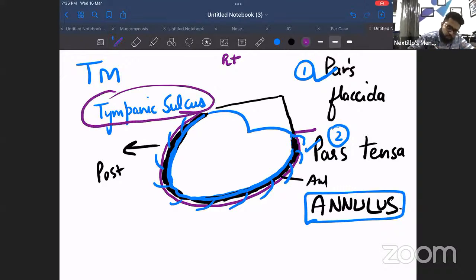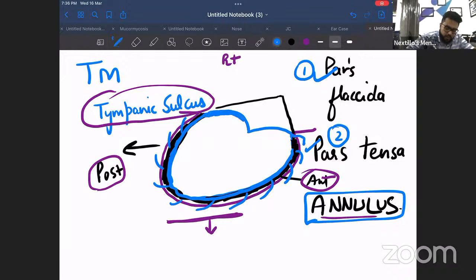Now, if you see superiorly, this is anterior, this is posterior, we know. This is inferior, so it is lined and thickened inferiorly also by the annulus. But superiorly, it is dehiscent. Superiorly, this thickening tends to come centrally and attaches itself to the lateral process of the malleus. So this is the handle of the malleus, this is the lateral process of the malleus, here will be the head. So it attaches to the lateral process of the malleus.